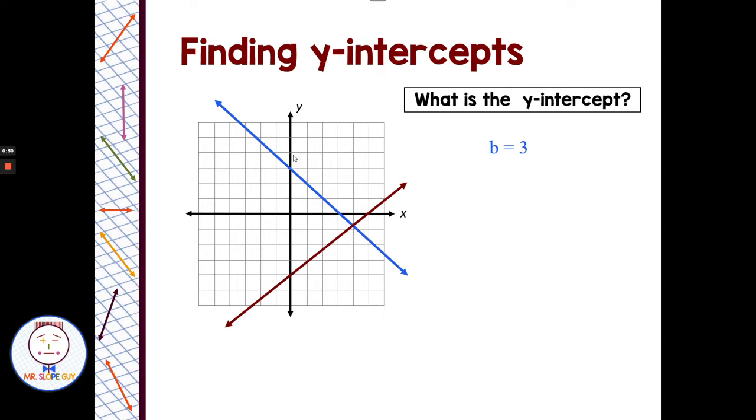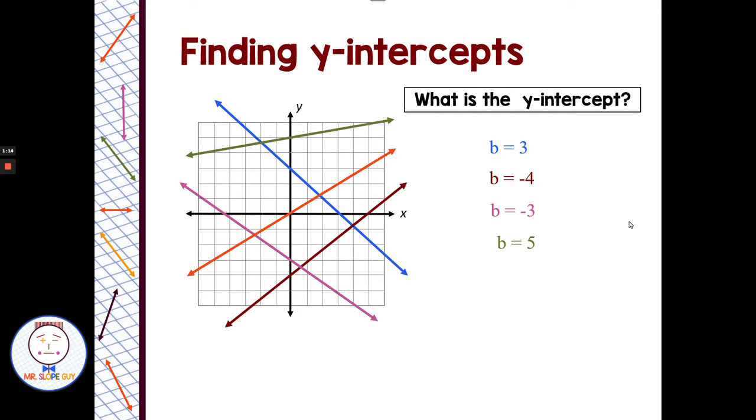How about that line? Where's the y-intercept? Look up and down the y. Okay, go down 1, 2, 3, 4. Y-intercept is at -4. How about the pink line? Y-intercept at 1, 2, -3. The green line, 1, 2, 3, 4, 5.